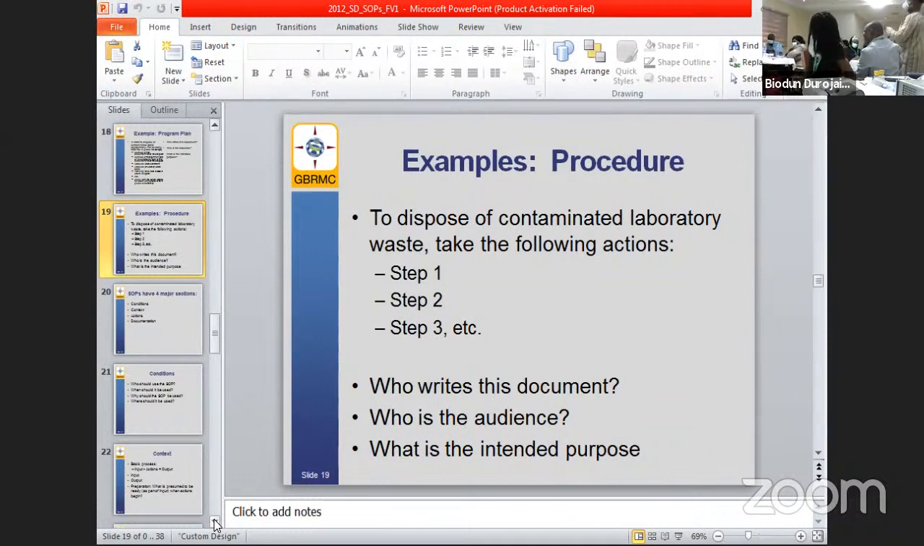We can just go and come back. Have our lunch and then come back. So to wrap this up: who is the audience? All those involved in disposing contaminated laboratory waste. What is the intended purpose? Of course, to ensure that contaminated laboratory waste is disposed of properly. So we'll end here and continue when we come back from lunch.